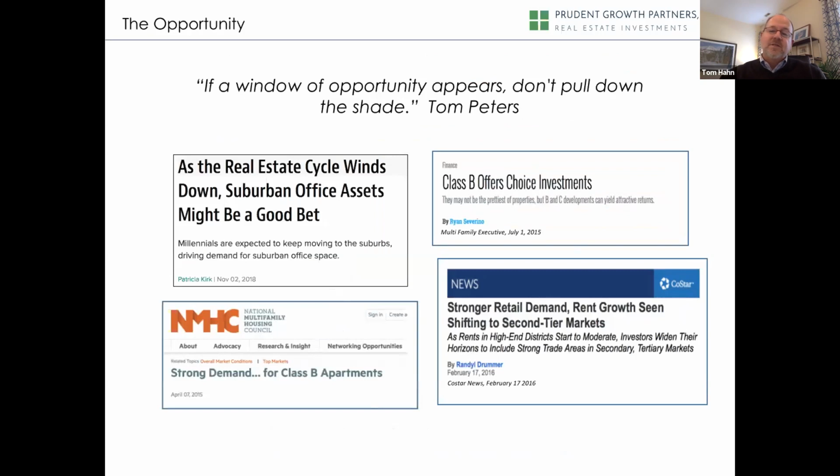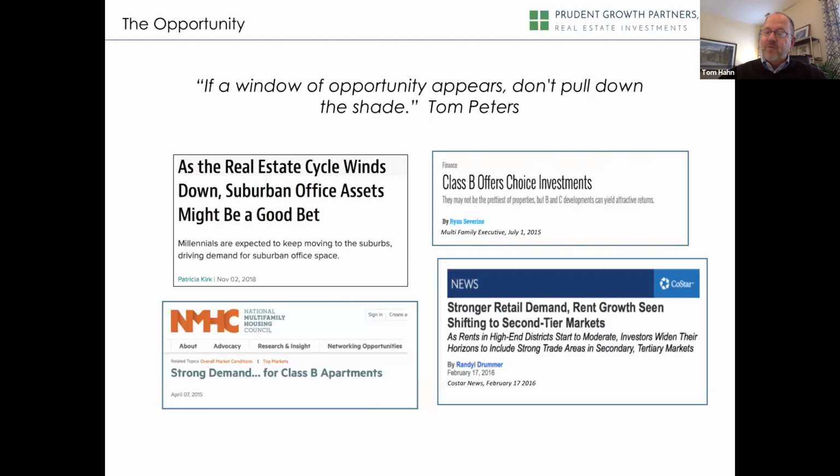People are noticing this. I just grabbed a few headlines. Some of these are a little bit dated because this is from an older slide, but the one on the left here was just from this past November. As a real estate cycle winds down, might be a good bet. Millennials are expected to keep moving to the suburbs. You can see strong demand for Class B apartments. Class B offers choice investments. Stronger retail demand and rent growth seen shifting to second-tier markets. This is a common trend. People in our industry understand that B and C, value add, secondary and tertiary markets are really, really attractive right now from a yield standpoint.